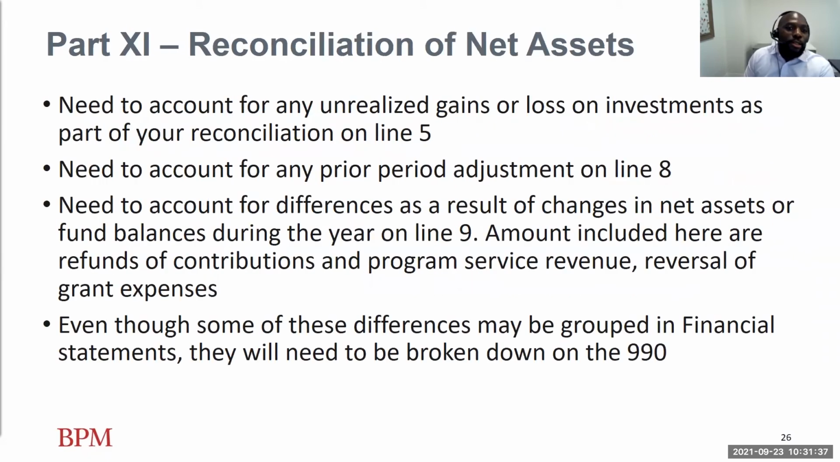Your Part 11 reconciliation is based on your reconciliation of net assets, and these are some of the reconciling items here. You have your unrealized gain and prior period adjustment, other differences such as a net asset or fund balance, refund or contribution and program service revenue, reversal of grant expense. And even though these differences may not be grouped on the financial statement, when you do your reconciliation, you need to break them out so that you can show them appropriately on the return.